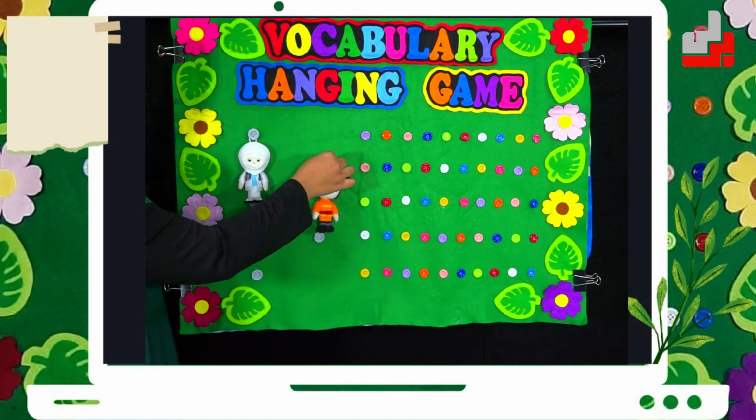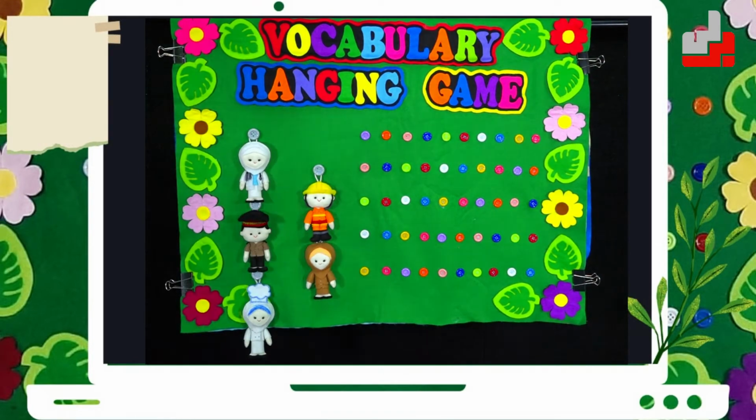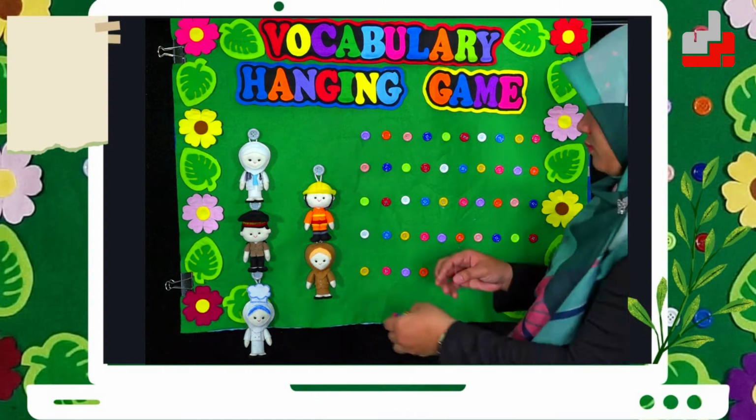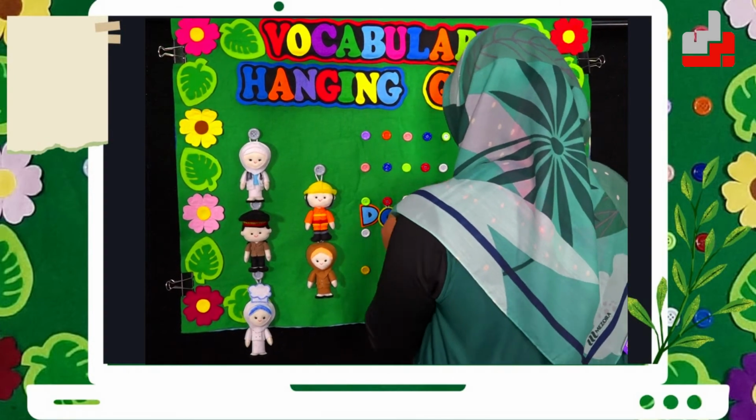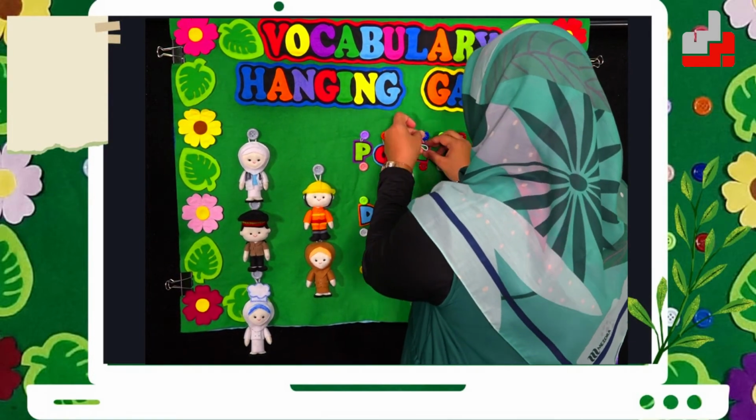For the third way, hang the shape media above the question buttons. Hang the vocabulary letters randomly, then ask students to look for pairs between the correct shape and vocabulary using a connecting rope.